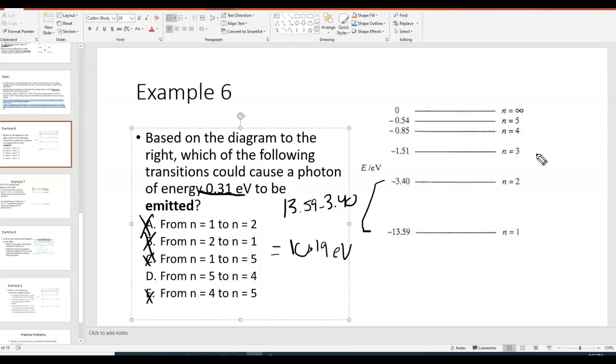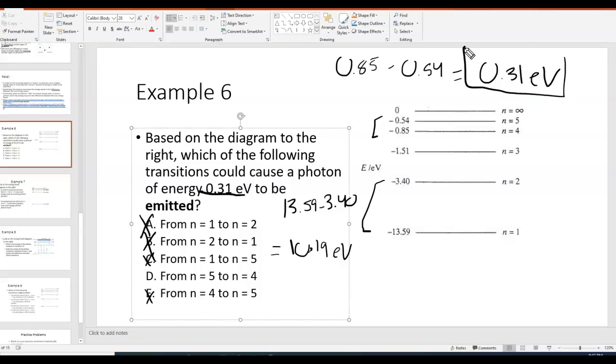Okay. Again, I want the size of the gap between n equals 5 and n equals 4. So I'm going to subtract those two numbers, not caring about minus signs. Okay, 0.85 minus 0.54. Okay, and if you do that correctly, you should get a gap of 0.31 electron volts. Okay, and so that is actually the correct answer. The correct answer is D for example 6. Pause it there and look at that if you need to.